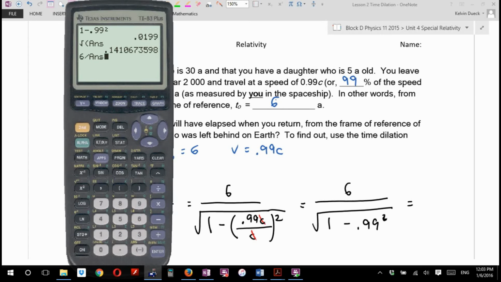Hopefully I've done a rant about the importance of getting a good calculator with an answer button in particular. And it turns out, back on Earth, how many years will have elapsed? 6 years on the ship, 42.5 years back home.